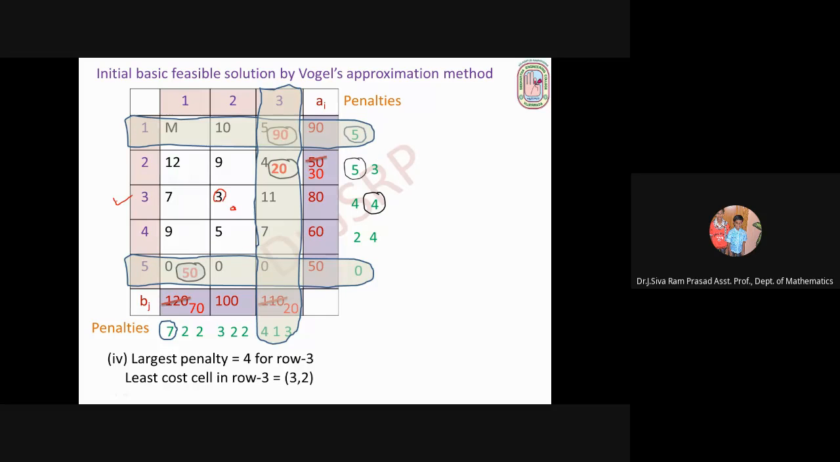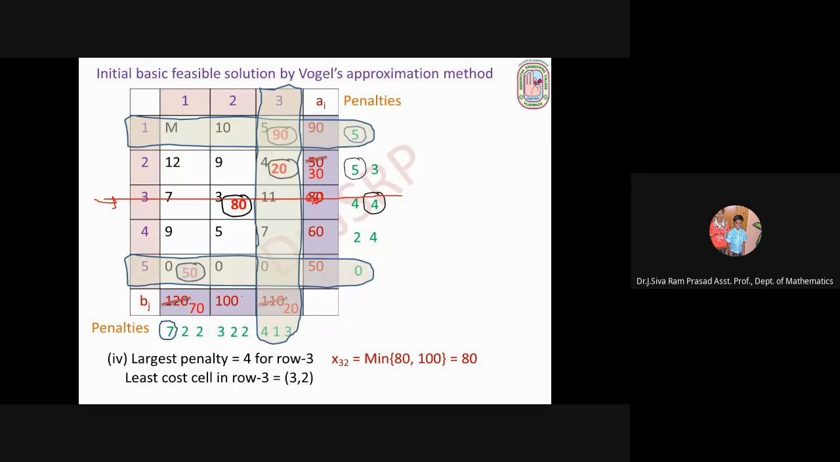So for this cell allotment, available amount 80 and required amount 100. So minimum of these two. That is x32 equals minimum of 80, 100, that is 80. Write 80 in the 3-2 cell and circle it. Observe which constraint is satisfied. Observe third row. Available amount 80. All 80 units are transported to the second destination. That means the third row constraint is satisfied.